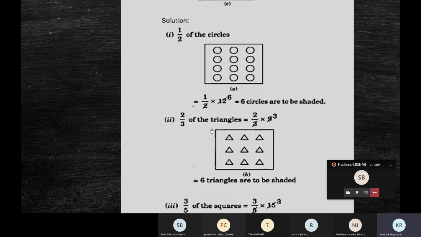Similarly, the next one, 2/3 of the triangles. Of the triangles, 9 triangles. So that means 2 by 3. Of means into, 9. Why 9? Because the number of triangles is 9. So 2 by 3 into 9. You can cancel like this itself, because 9 is in the numerator. When it is multiplication, you can simplify like this. While adding or subtracting, you cannot do all this. You have to take the LCM. Please compare and see the difference: how we add and subtract and how we multiply.